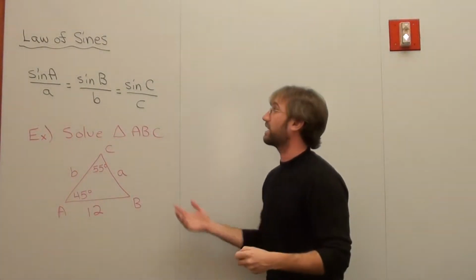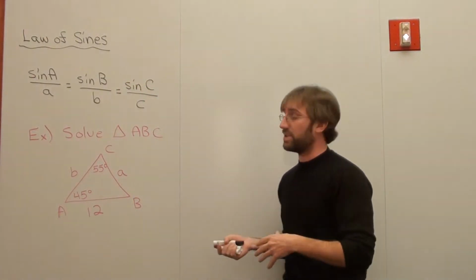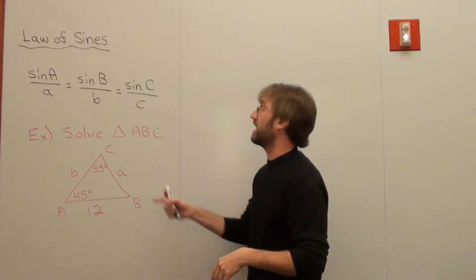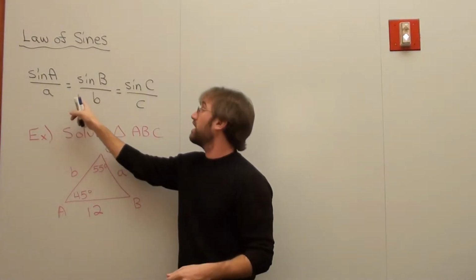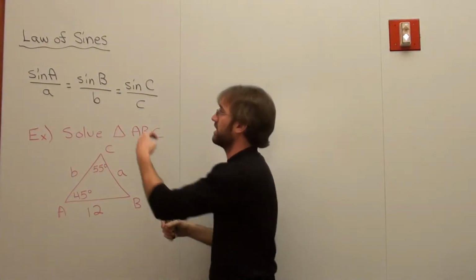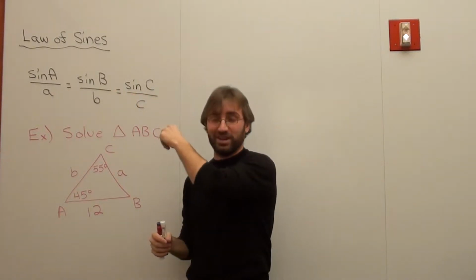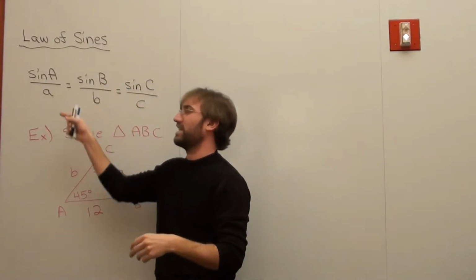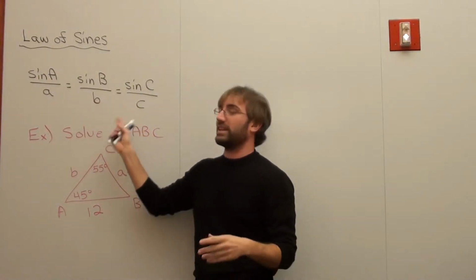Hello again, I'm back. We're working with the law of sines on this particular lesson. Basically the law of sines is sine of A over a equals sine of B over b equals sine of C over c. Sometimes you'll find books that write it as the reciprocal, c over sine C. That doesn't matter. I like writing it like this.